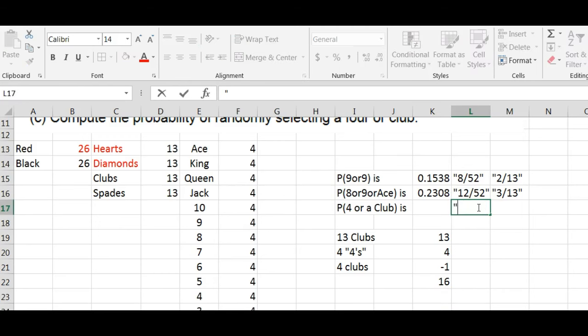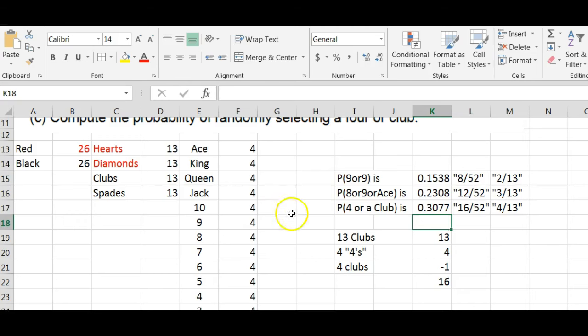And our answer will end up being 16 divided by 52, or the simplified form, which is 4/13. Now, mathematically, I'm going to show you how to do this one too. If I were to do it decimal-wise, it would be 4 fours plus the 13 clubs minus 1, because we have to subtract out the overlap where you have the 4 of clubs, divided by 52. That gives us 0.3077, which indeed is 16/52. Not a hard problem. You just have to make sure that you don't count anything twice.